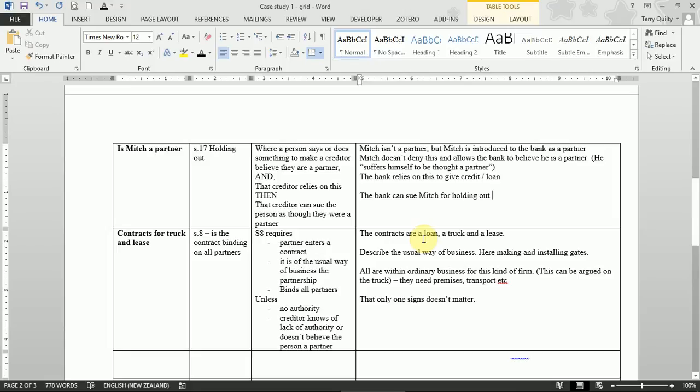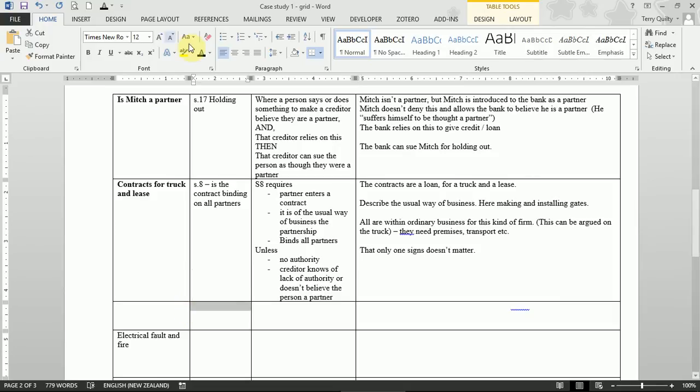Now the contracts are the loan for the truck and a lease is taken. We need to describe the usual way of business. Here we can just say it's making and installing gates or security gates or electronic security gates, however you wish to describe it. It's pretty clear these are all within the ordinary business for this kind of firm. It's of the usual way of business and they can be argued on the truck. So you could say maybe the truck's not, but they need premises and transport, etc. So do not get carried away with this. Just make a decision that only one signs doesn't matter.